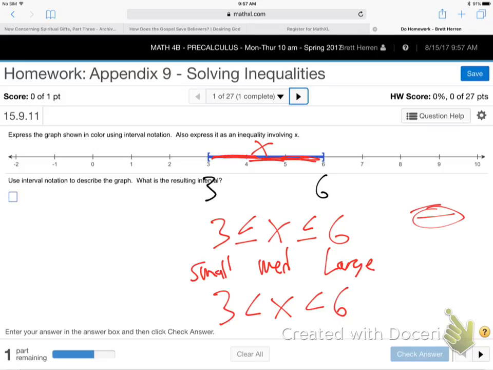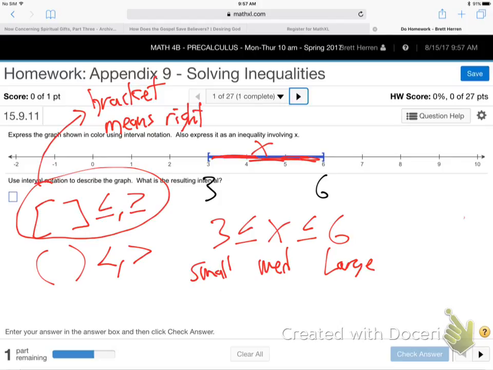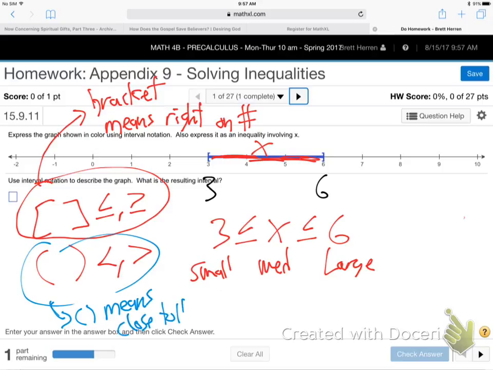Why, though? What does it have to do with the symbols here? Do you guys know brackets mean right on the money? So let me write that. When you have brackets, you use greater than or equal to. If you have parentheses, you don't have the equals bar. Because the bracket here means right on the number, whereas the parenthesis, whoops, kind of getting scribbly there, means close to the number, not right on the number.